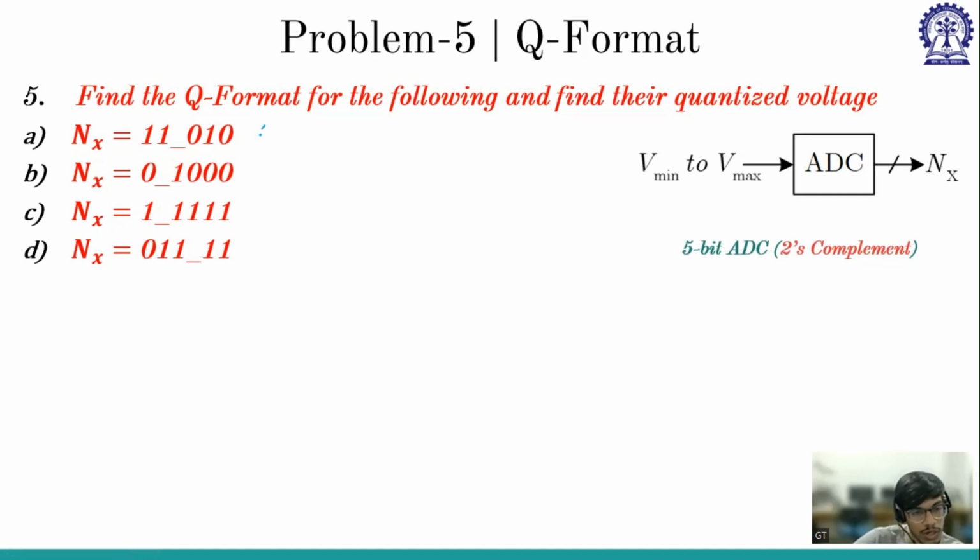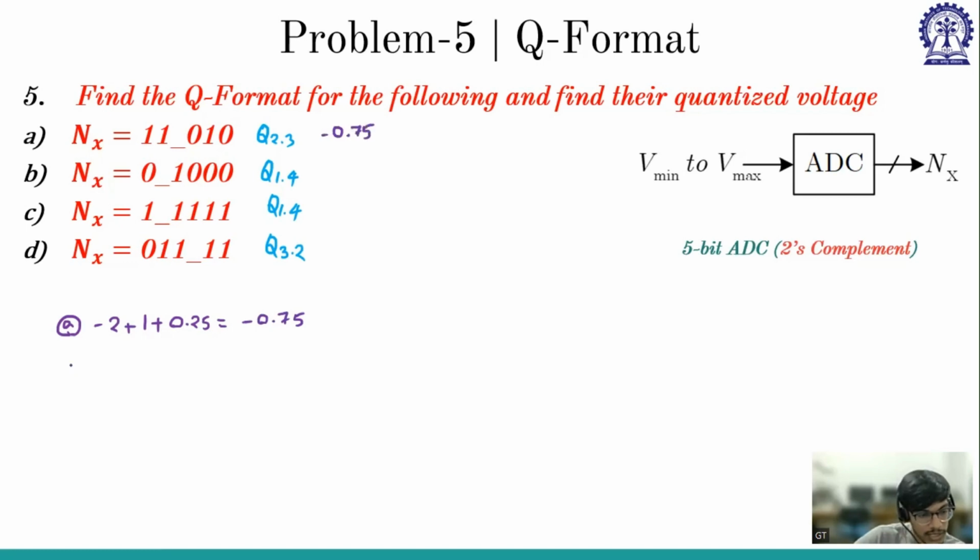Q 2.3, Q 1.4, Q 1.4, and then Q 3.2. Yeah. So now we found the Q format. If I ask you to find the values, for A, what will be the value? Minus 2 plus 1. So this is minus 0.75.